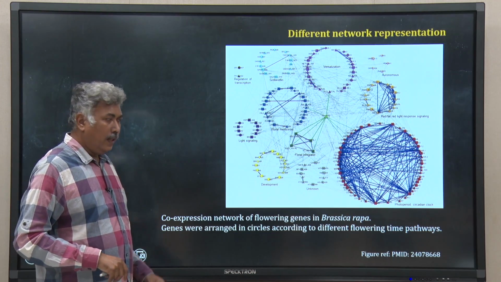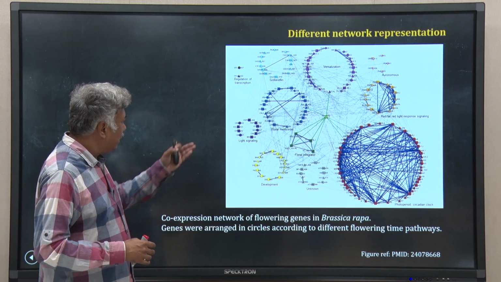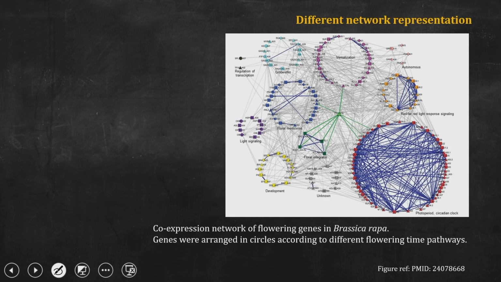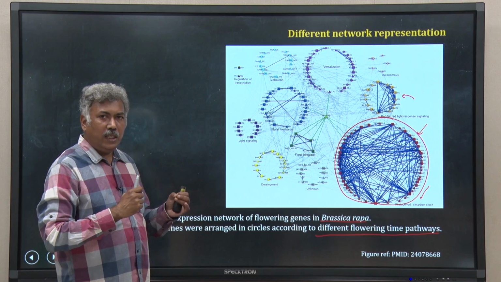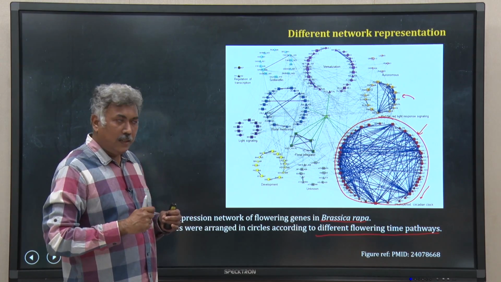Take this example. This is called circle layout. As you can see, genes are arranged in a circle. I have one circle here, I have another circle here. So, what is this diagram? This is a gene co-expression network of flowering genes of a flowering plant. And what they have done, they have created these different circles according to genes which are involved in different flowering time pathways. So, all those genes which are involved in the circadian clock are together in this particular circle. The edge between each of these genes represents the correlation in their expression, right?